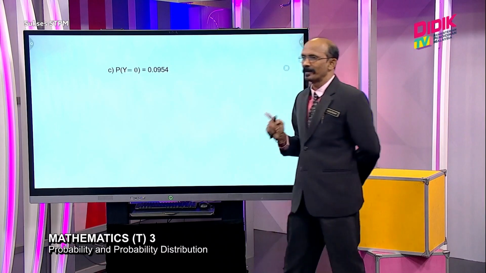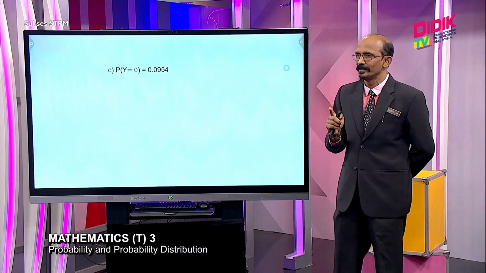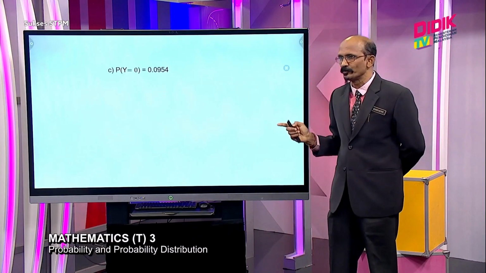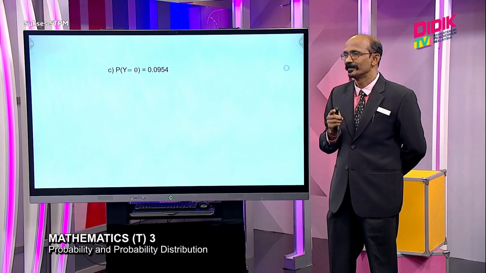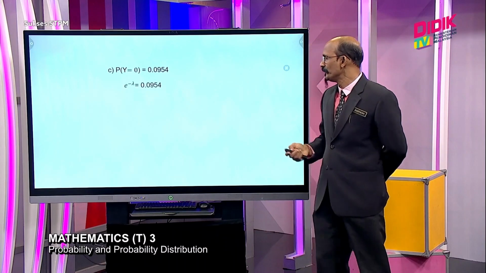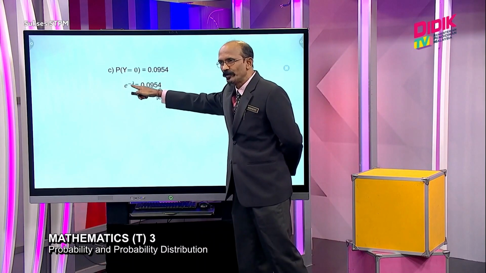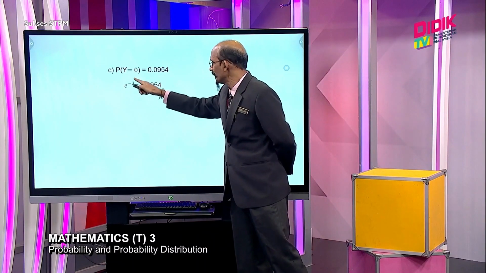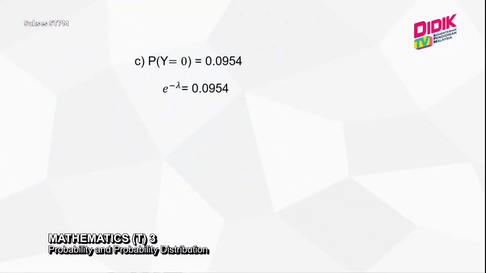They ask you to find the parameter, but students should understand what the parameter means. Because this is Poisson, you need to find lambda. So we use the formula, the useful result. Using the useful result, you get e to the power of negative lambda is equal to this value. Then we solve it using ln.